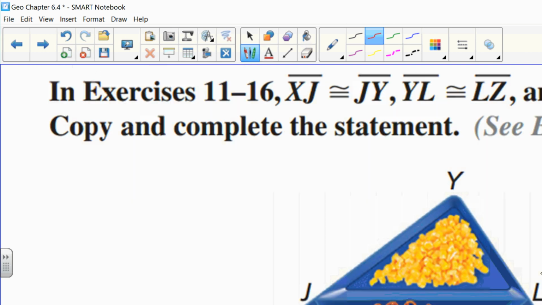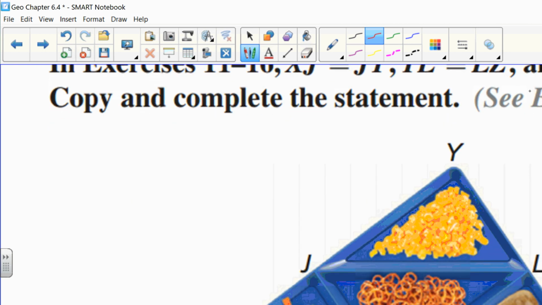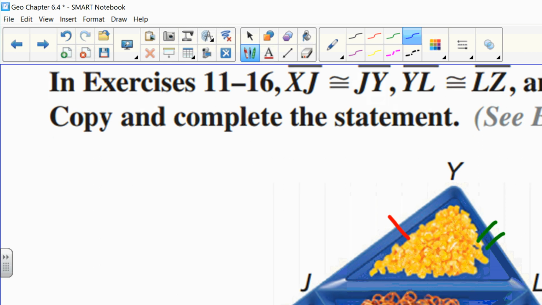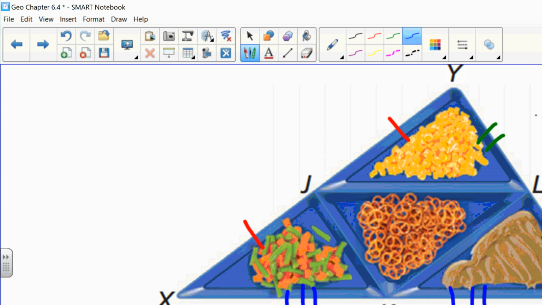All right. Let's look at cafeteria trays. In exercises 11 through 16, XJ is congruent to JY. YL is congruent to LZ. And XK is congruent to KZ. Complete and copy each statement. So we're just going to complete the statements.